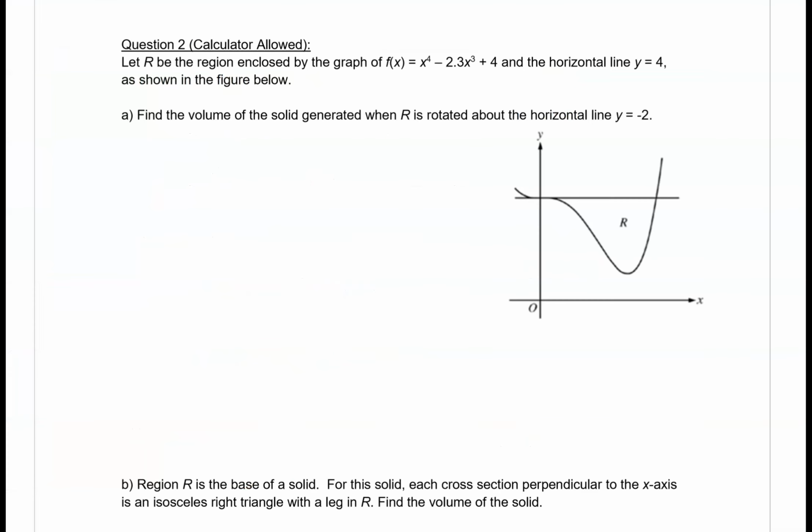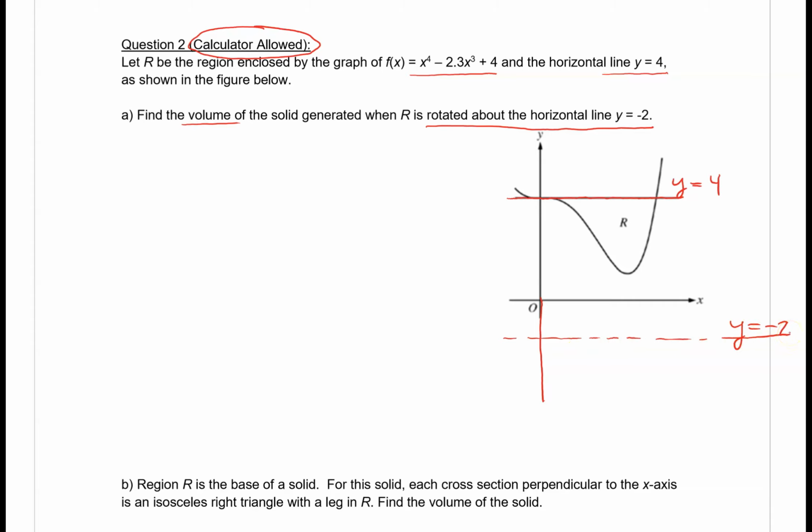So let's move on to question 2. This is another one that will allow the use of the calculator, so we will take advantage of all those helpful tools again. So here we have the region R enclosed by this polynomial function and then the horizontal line y equals 4. That'd be this one right here. And the first thing it wants us to do in part A is, again, find the volume of a solid of revolution. When I take this region here and revolve it around the horizontal line y equals -2, which would be down here. Maybe I'll just dot this line.